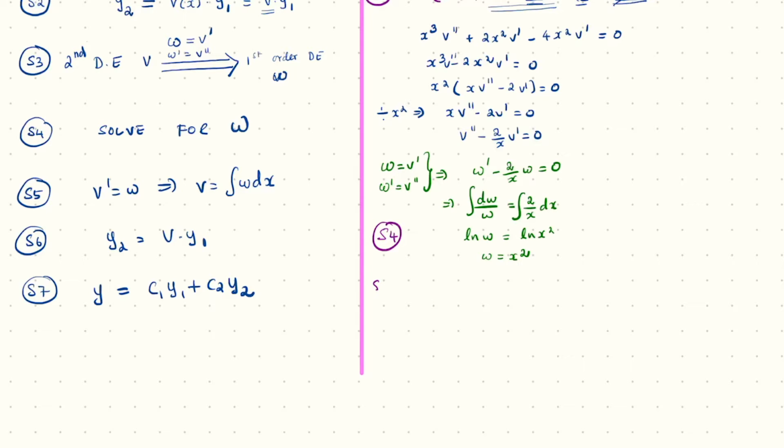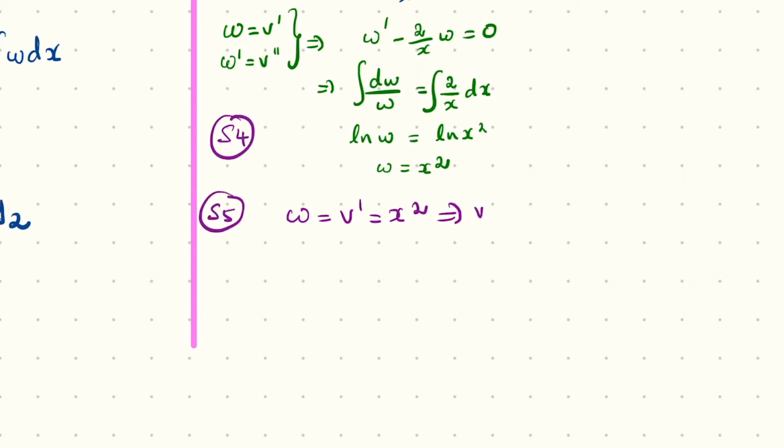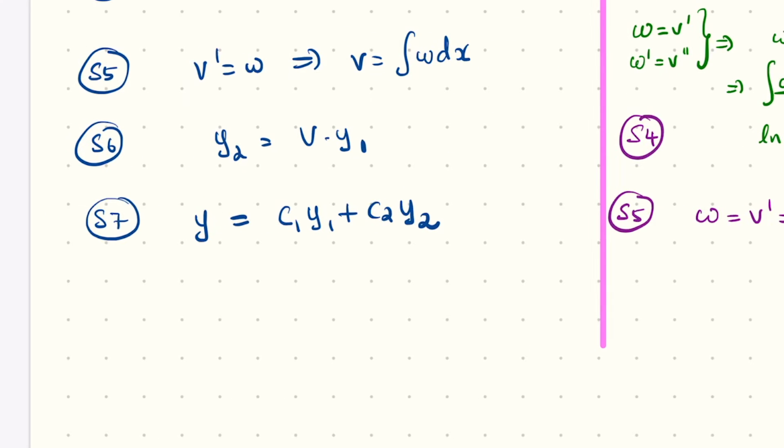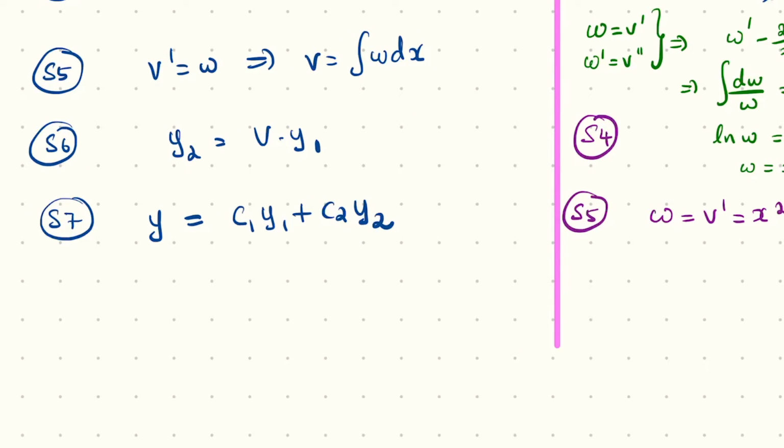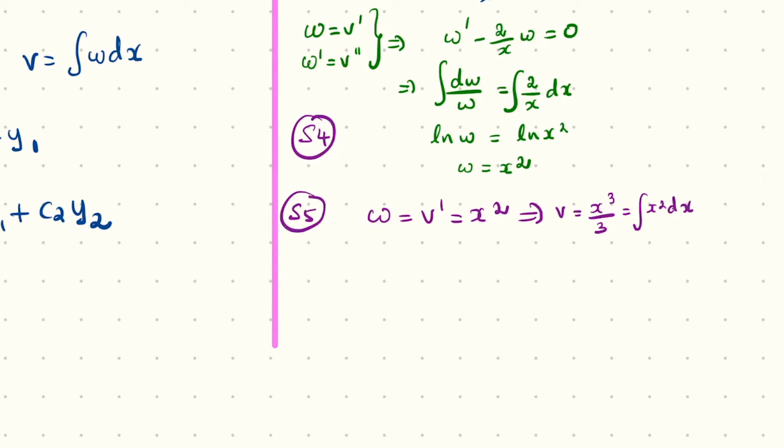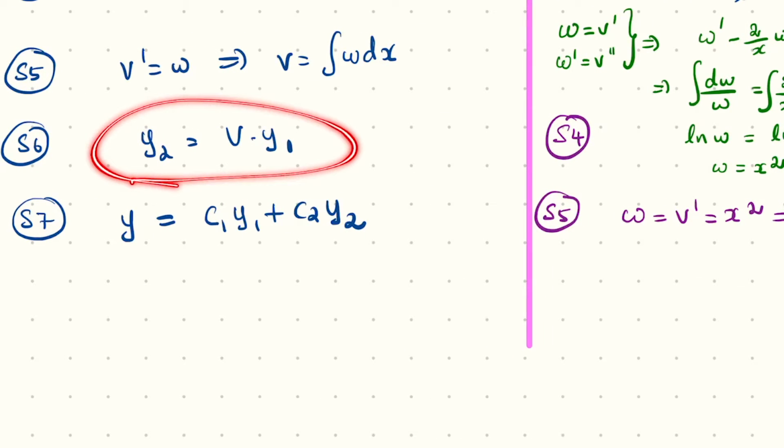So let's do that. If I try to find v, then you know that w is equal to v prime, which is equal to x squared. That tells you that v is equal to x cubed over 3. It's basically the integral of x squared dx, as you see. And we are almost done. The next step, step number 6, is to figure out y2. Now we have v and we have y1, so we can figure out y2.